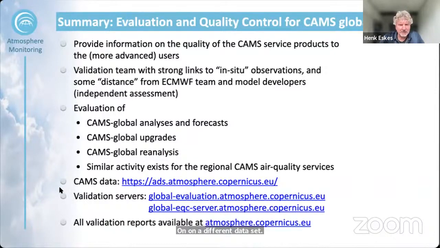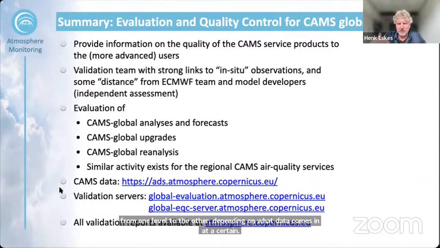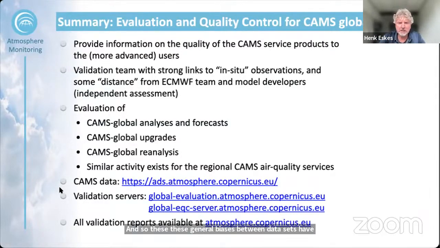But in general, within the CAMS system, there is this capability to do bias corrections, and especially if you have multiple data sets, it's very important that you do so, because otherwise you will jump from one level to the other, depending on what data comes in at a certain time. And so these general biases between data sets have to be corrected, because otherwise you get degraded analysis.